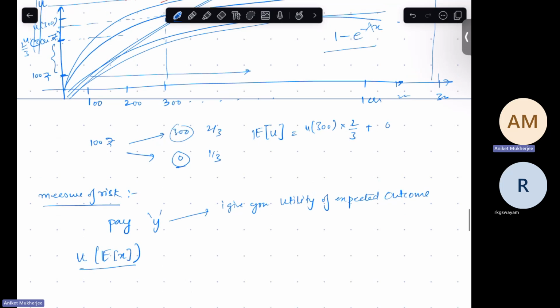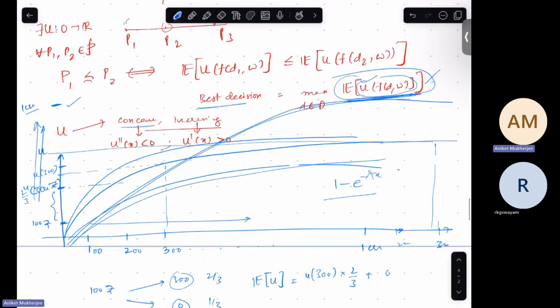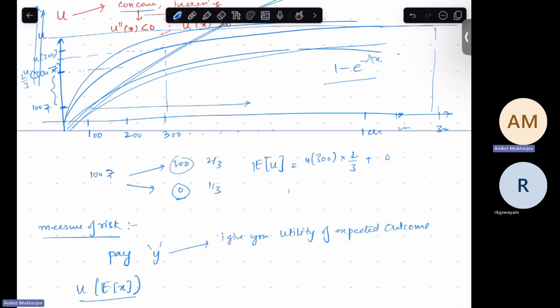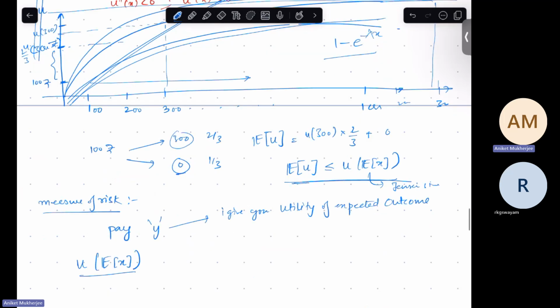Before all this, I just forgot to mention one thing. We have just established that U is concave and increasing, right? So there is Jensen's inequality where the expectation of U is less than or equal to U of the expectation of X. This is true for any concave function. What this inequality states is your expected utility would always be less than your utility given the expected outcome.